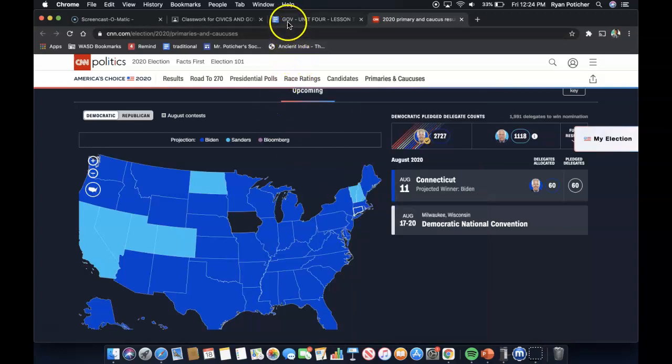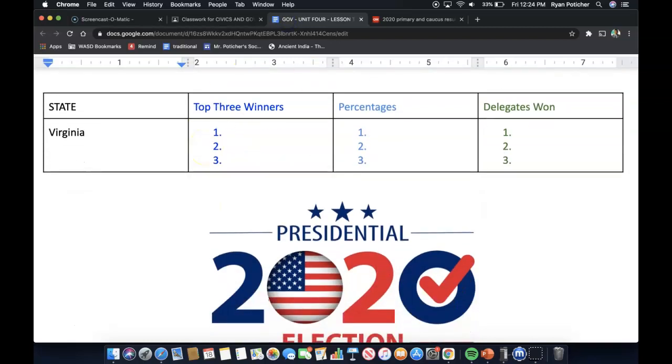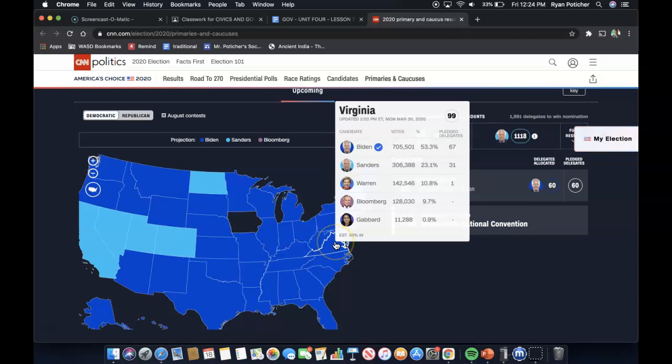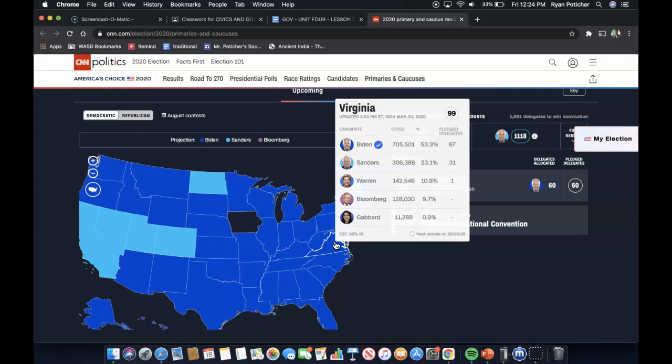And finally, let's close out here with Virginia. Really important state here. In the state of Virginia, Joe Biden came in first place, followed by Bernie Sanders in second, followed by Elizabeth Warren in third. Joe Biden actually won 53.3% of the vote, Bernie Sanders won 23.1% of the vote, Elizabeth Warren won 10.8% of the vote. In terms of pledged delegates, Biden at 67, Sanders at 31, Warren only at 1.